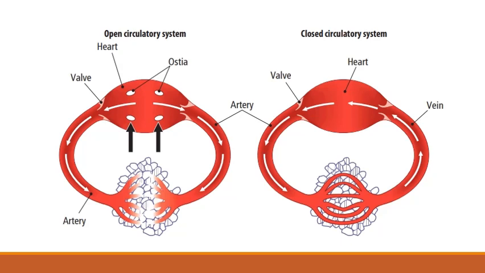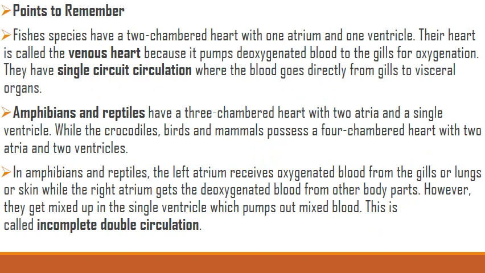This is the open and this is the closed circulatory system. The diagram is in front of you. You can see the difference between them. These are the chambers. Fish species have a two-chambered heart with one atrium and one ventricle. Their heart is called the venous heart because it pumps deoxygenated blood to the gills for oxygenation. They have single circuit circulation where the blood goes directly from gills to visceral organs.